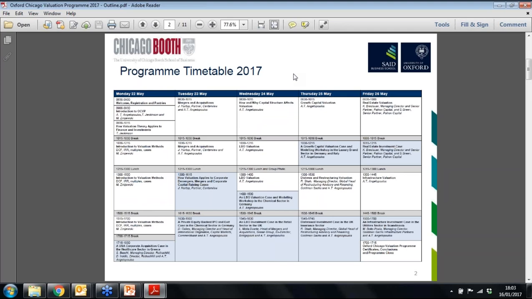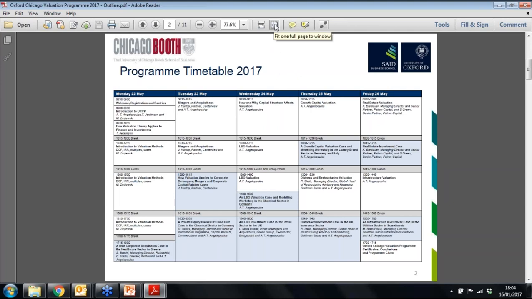The program is divided in two areas. You will see the white area and the blue area. In the white area is the theory and some modeling workshops that will be offered by the Deputy Dean of Chicago, an expert in valuation, Mark Zniewski, from the Head of Finance Faculty and Academic Director of Private Equity Institute, Tim Jenkinson, and from myself.